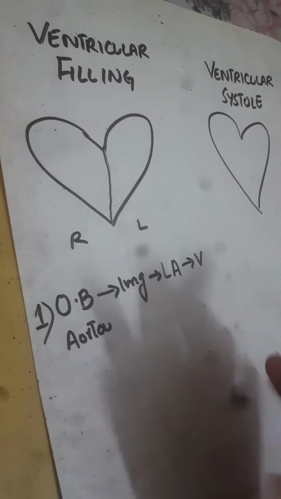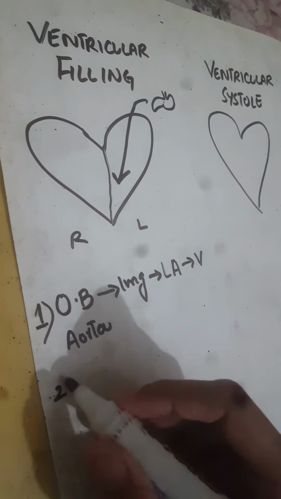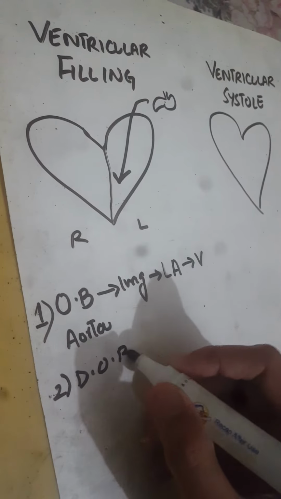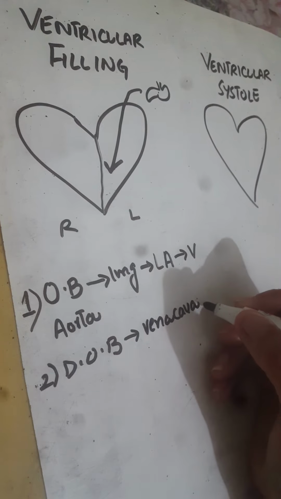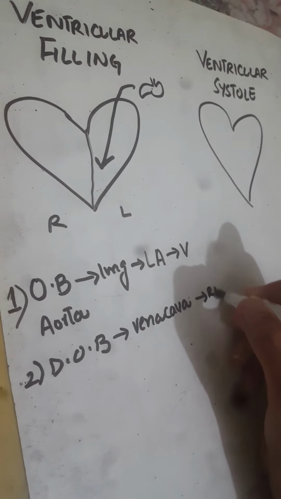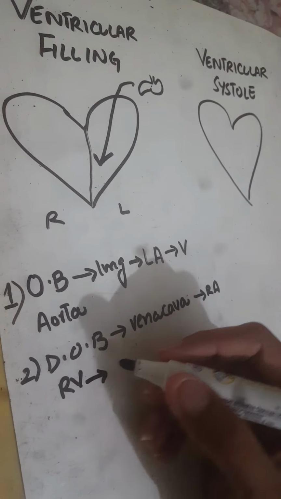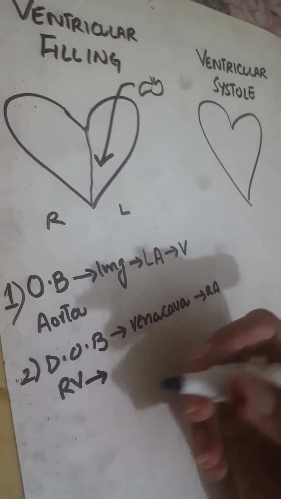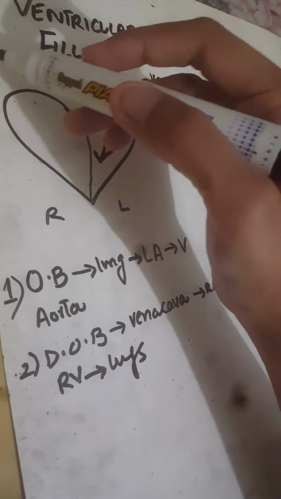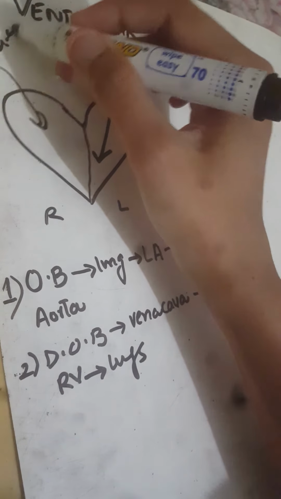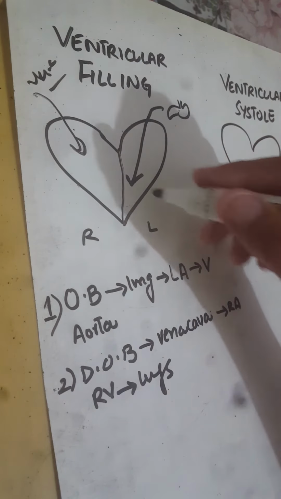We fill the left side. This is the lung, and from the lung the blood is coming here. Number two, deoxygenated blood. Here, the deoxygenated blood from the vena cava, both the superior and inferior vena cava, comes to the right atrium. From the right atrium to the right ventricle, and via the pulmonary artery it goes to the lungs. So both sides of the heart are in the filling state. This is the filling stage. In ventricular filling, filling of both sides is taking place. It is moving out via the aorta.